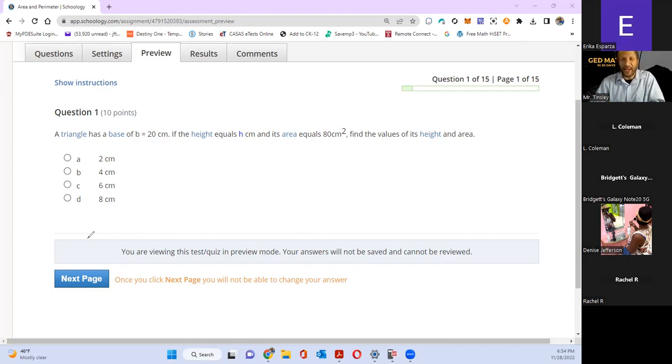Mr. Tinsley said, identify what they gave you. Okay. This is a triangle. So I know, if I go to my formula sheet, I'm going to get my formula for the area of a triangle. One half base times height. They gave me the base. My base is equal to 20. They gave me the area. My area equals 80.